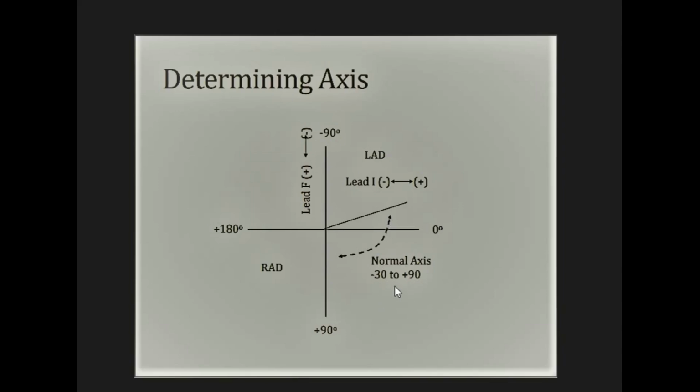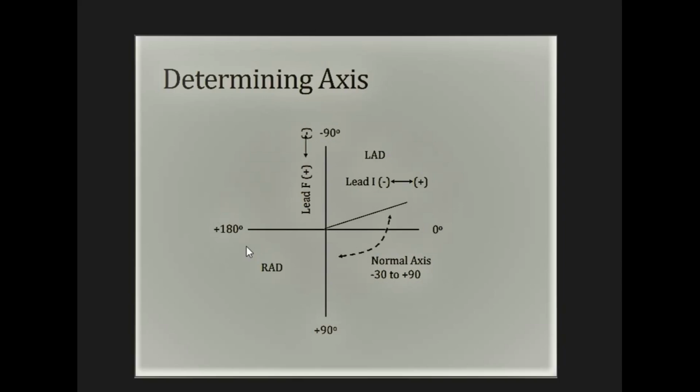If the axis of the ECG is lying in this compartment above, between -30 and -90, then we are going to have left axis deviation. Same goes for this one over here. If the axis of the ECG is lying somewhere over here, then we are going to have right axis deviation.